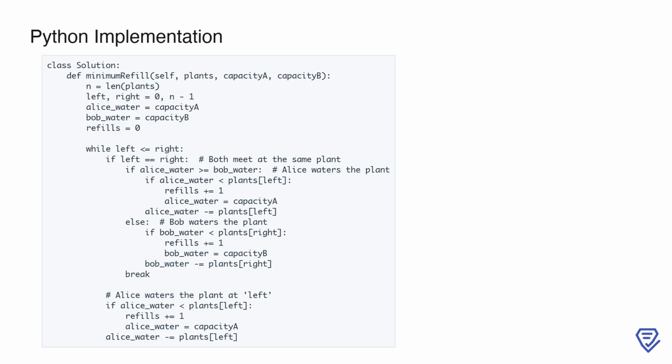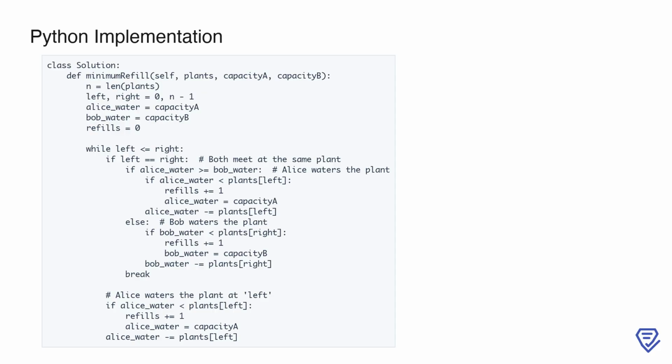The while loop runs as long as the 2 pointers have not crossed. If both pointers meet at the same plant, meaning Alice and Bob arrive at the same position, we decide who should water the plant by comparing their remaining water levels. If Alice has more or equal water, she handles it, otherwise, Bob waters the plant. In either case, if their water level is insufficient, they refill their cans, and we increment the refills counter. After watering, their respective water levels are reduced by the amount the plant requires, and we break out of the loop since we've handled the last plant at this point.